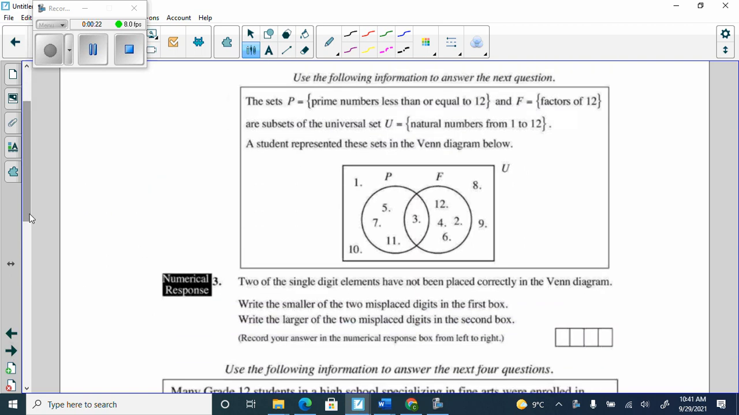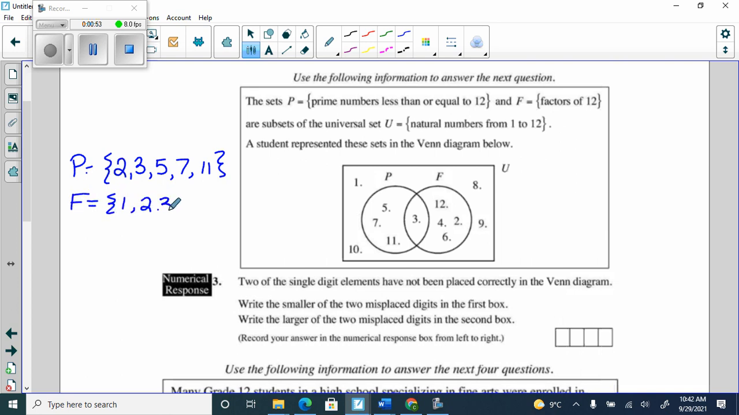Now this one says the set P is the prime numbers less than or equal to 12. So P is going to be, what do we start at for prime numbers? 2, 3, 5, 7, 11. Remember, 1 is neither prime nor composite. The definition of prime is 1 and itself, correct? So it needs to have only 2 factors. F is the factors of 12. So that's going to be 1, 2, 3, 4, 6, 12.